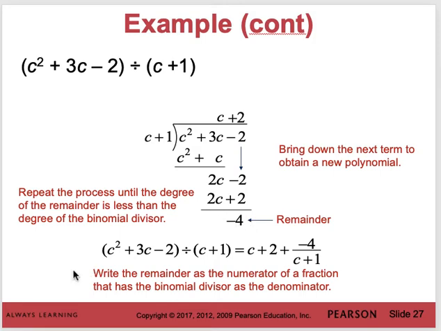So we can write the remainder as a numerator of a fraction, just like we would in regular division, over what we're dividing by, c plus 1. So it would be negative 4 over c plus 1.